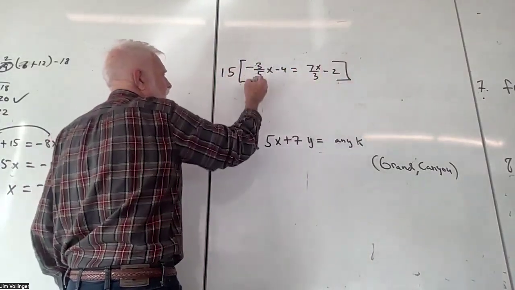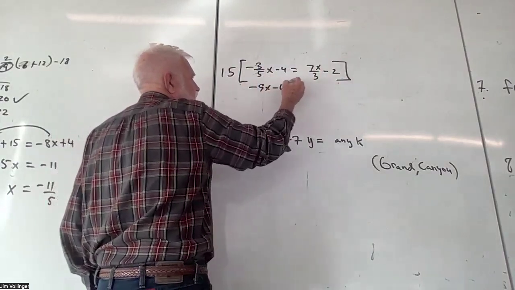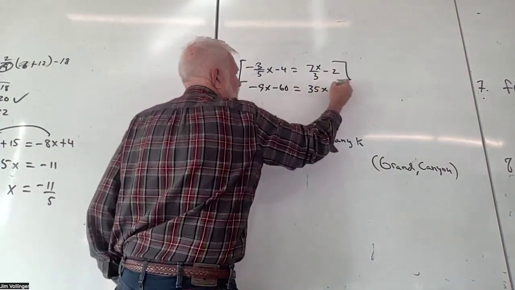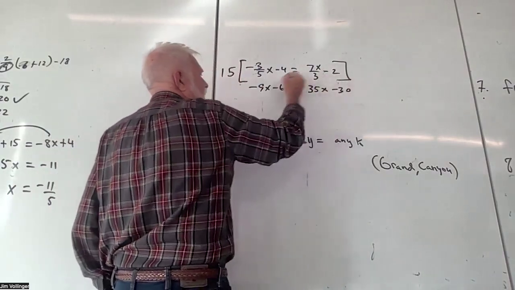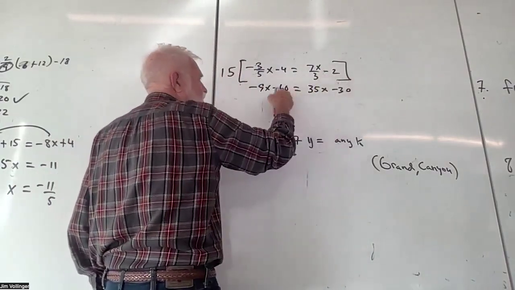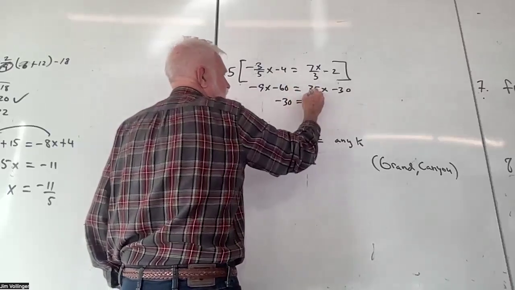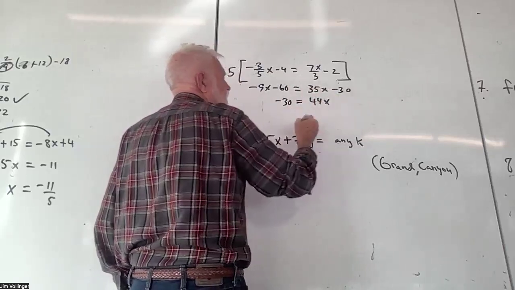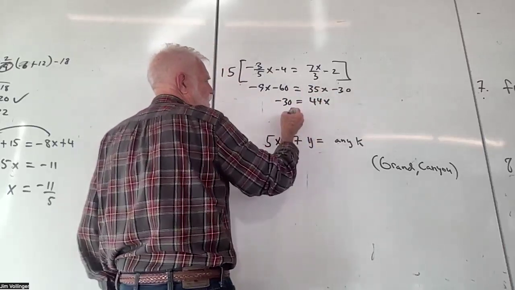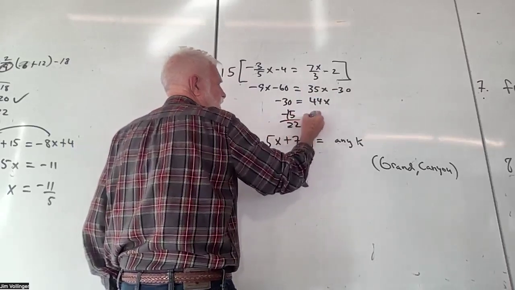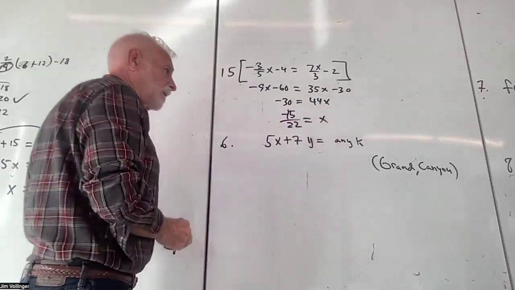So that becomes minus 9x. That becomes minus 60. That becomes 35x. And that becomes minus 30. All right, I'm going to bring the minus 30 to this side. Add 30 to this. So that gives me minus 30. I'm going to add 9x to that side, which is 44x. And so that's minus 30 over 44, which is minus 15 over 22. That should be your x value.